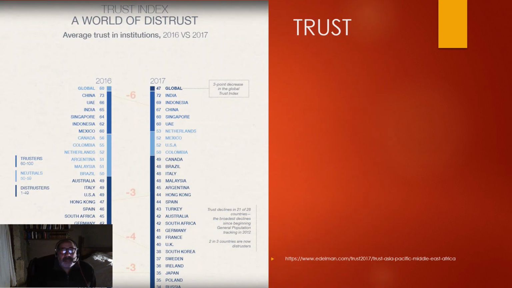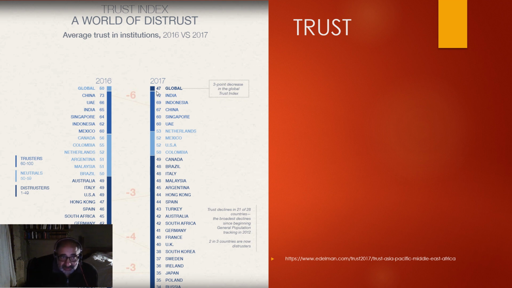Have a look at this slide. This is a slide of a trust index. This is how citizens in different countries of the world, to what extent they trust their institutions. And institutions are things like governments, the police department, universities, hospitals, any public institution that influences our lives. And in 2016, roughly about 50% of the world trusted their institutions. China was way up the top with 73% of its citizens trusting their government. And Australia was sitting at 49%.